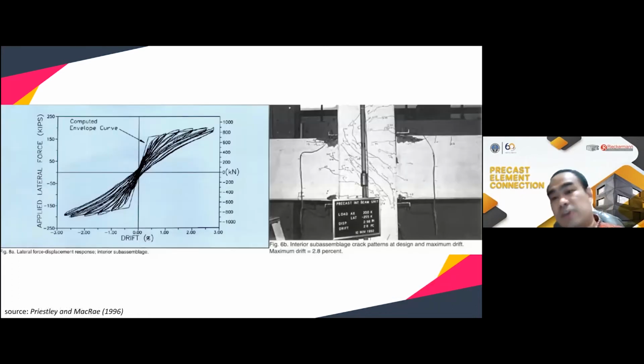And this is the result of their experiments. As we can see here, in the force displacement relationship, we can see the self-centering behavior with very little residual deformation on the structure. The energy dissipation capacity here, as we can see, is provided by the concrete crushing at the beam ends. So here, as we can see, in the experiment at the drift of 2.8%, we can see the beam crush at the top and at the bottom.